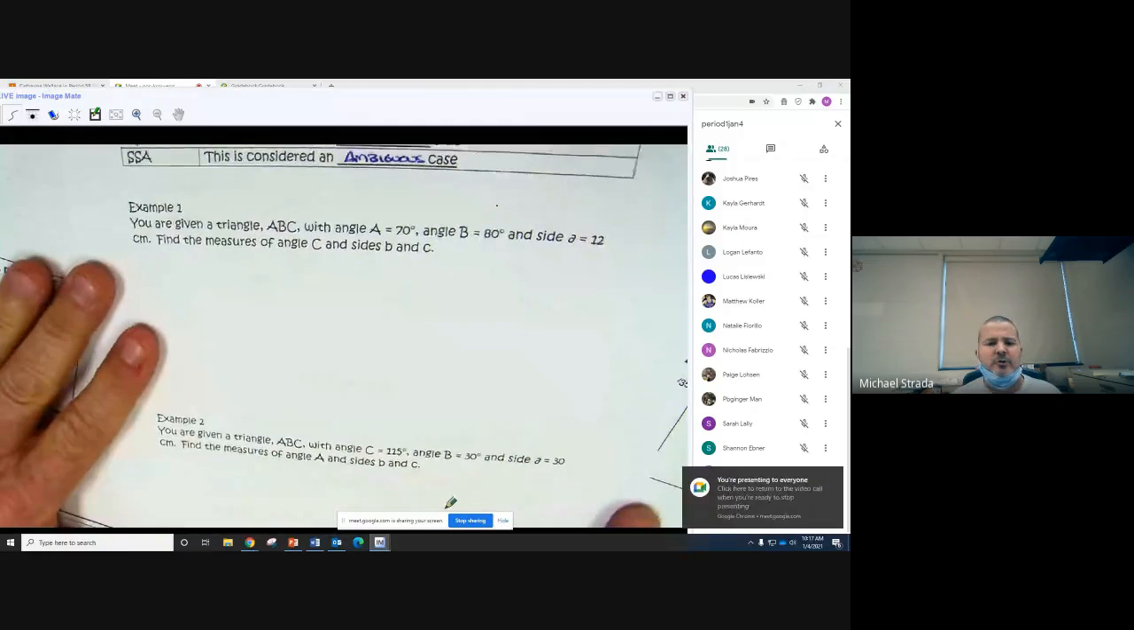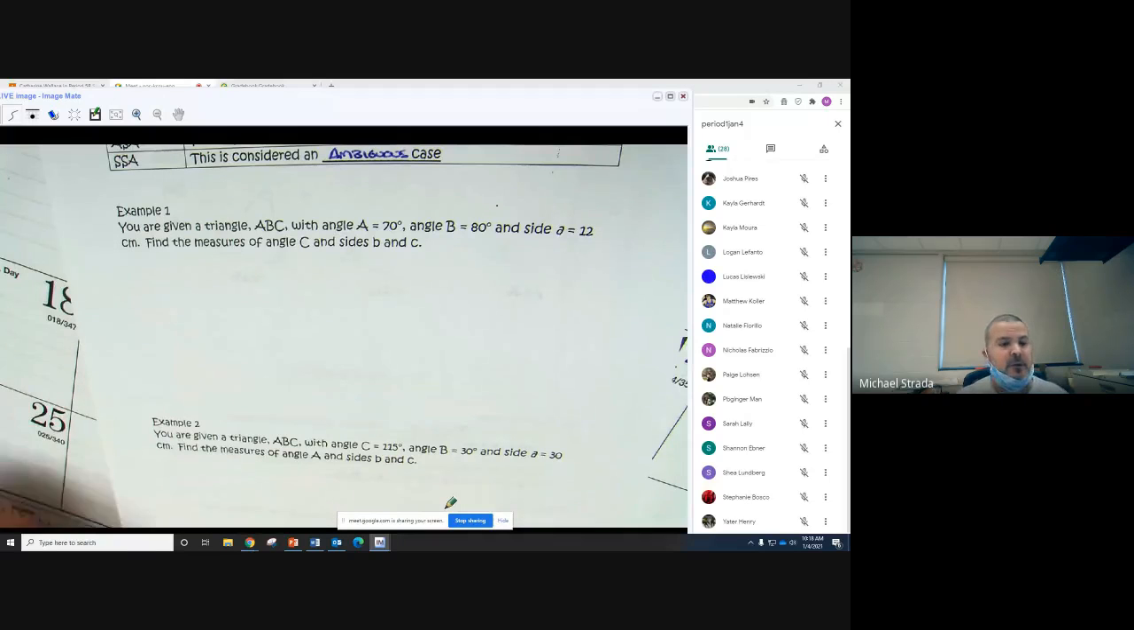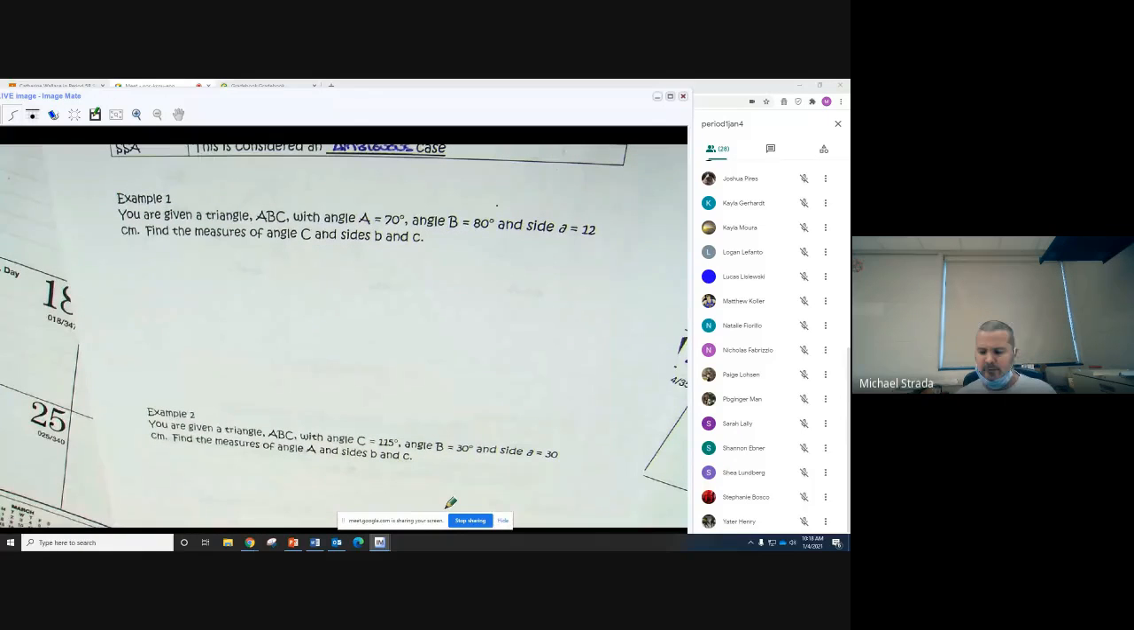Okay, so here's what you're going to be given: information, sides and angles, and you're going to find the remaining information. In example 1, it says you are given a triangle ABC with angle A is 70 degrees, angle B is 80 degrees, and side A is 12 centimeters. Find the measure of angle C and sides B and C.